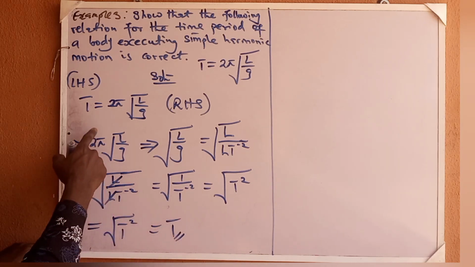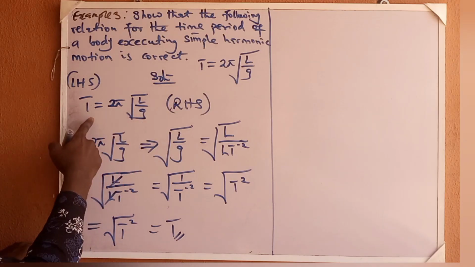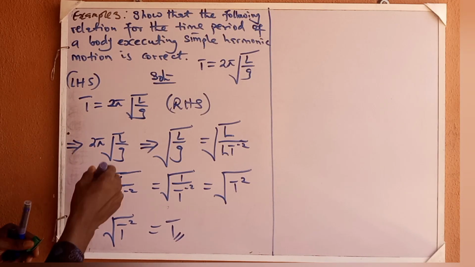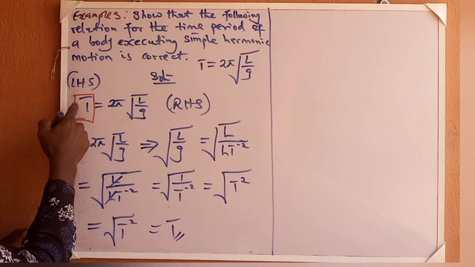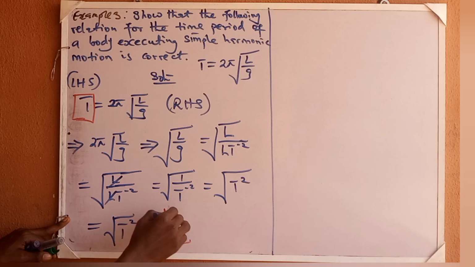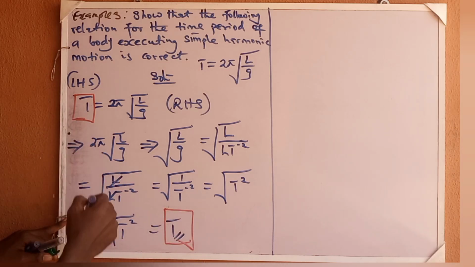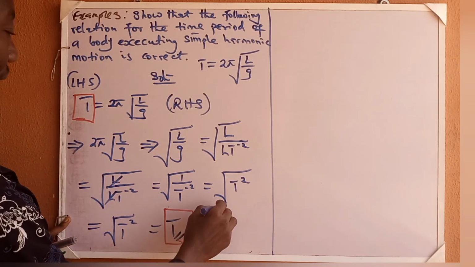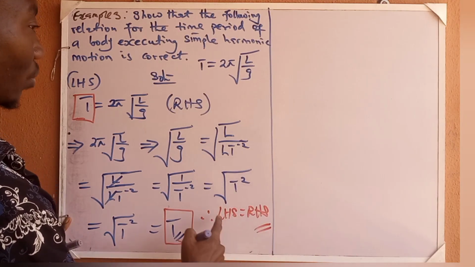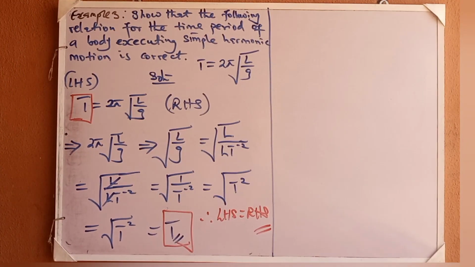So this is the right hand side and it is now equal to the left hand side. So the equation is dimensionally correct. This is the left hand side and we pick this as the right hand side and we have gotten that, which is also the left hand side. This implies that the left hand side equals the right hand side. So the equation is dimensionally correct.